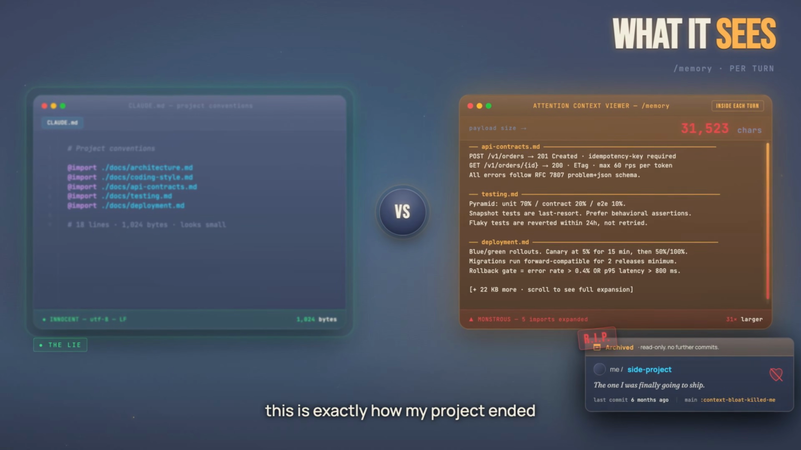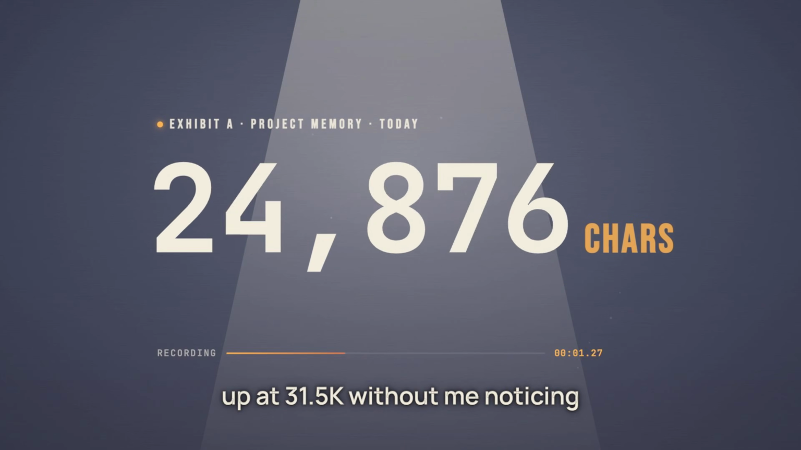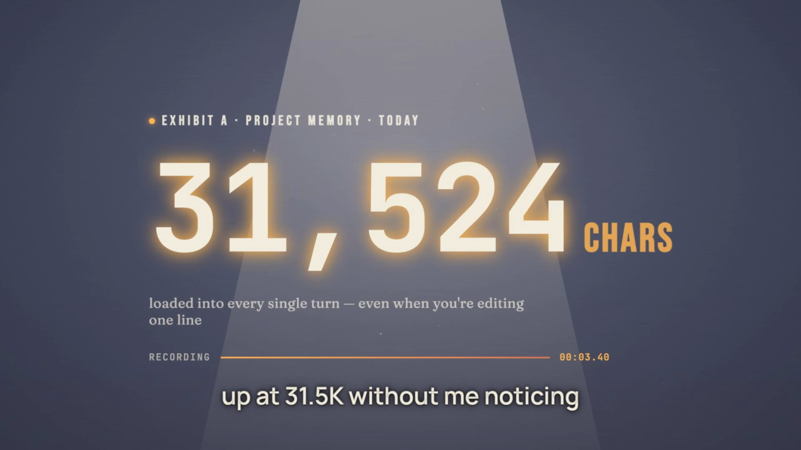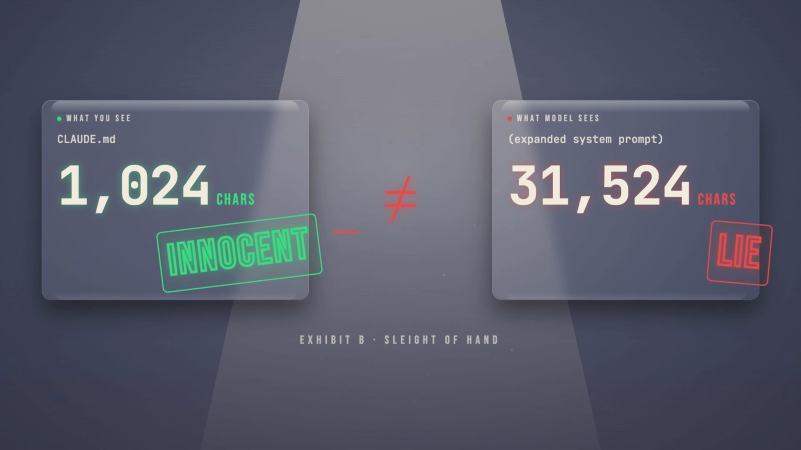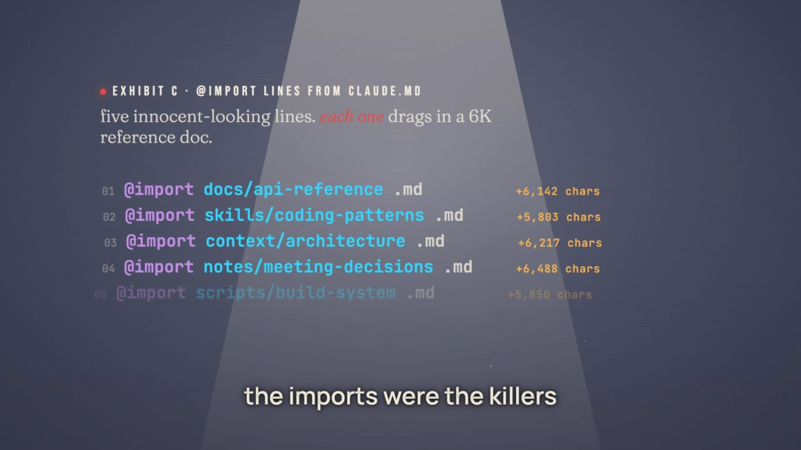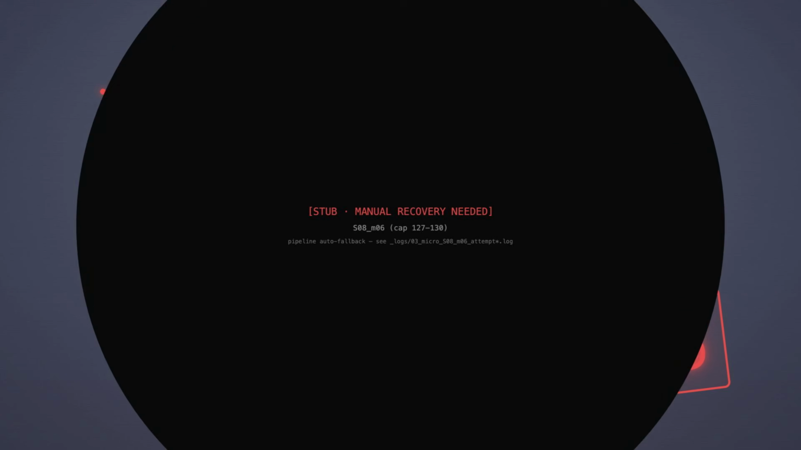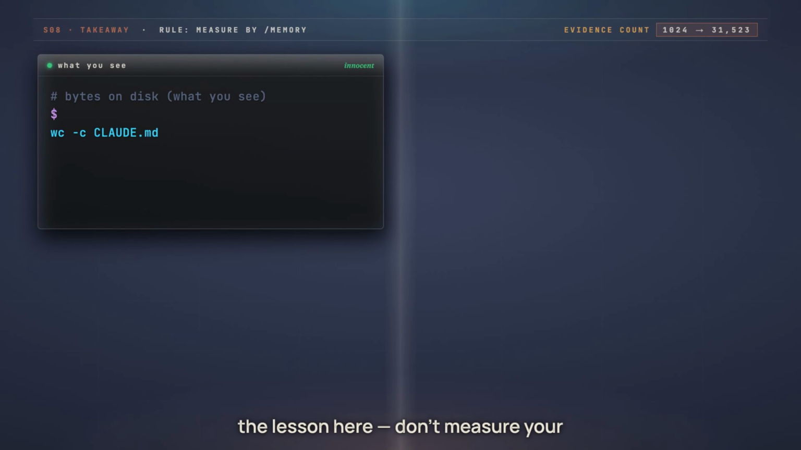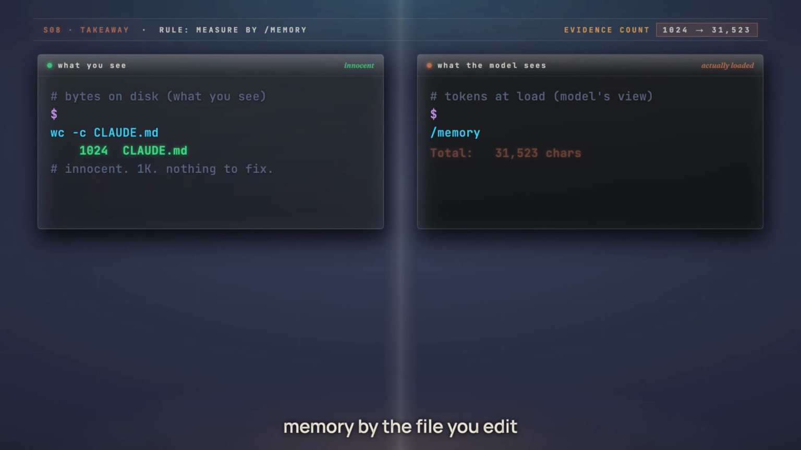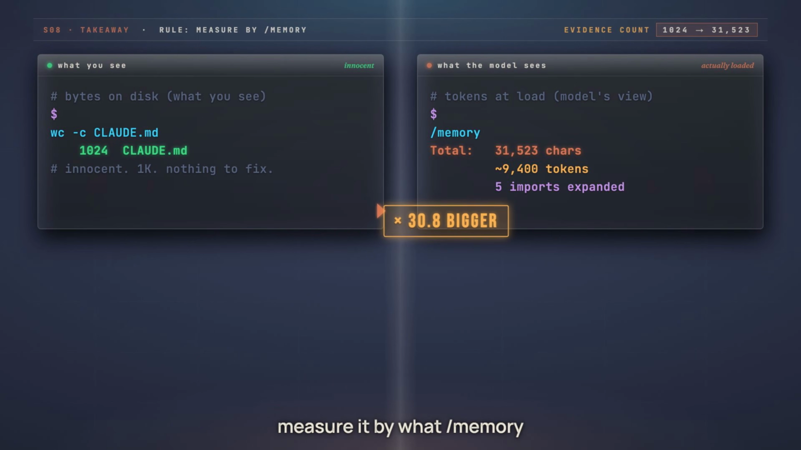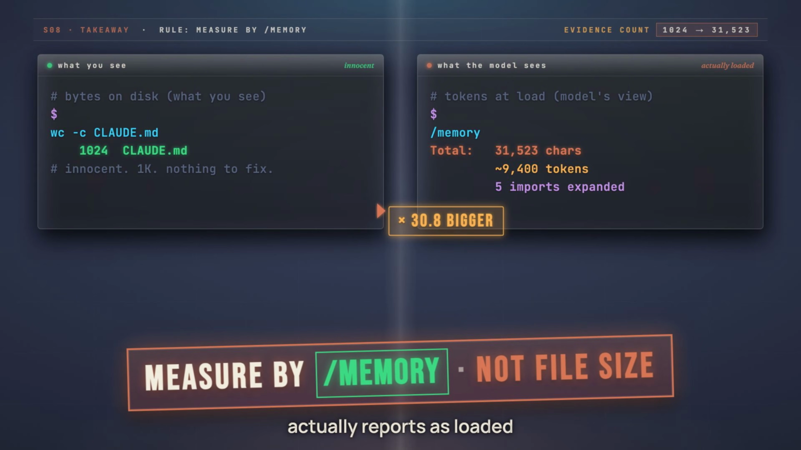This is exactly how my project ended up at 31.5K without me noticing. The visible CLAUDE.md was tiny. The imports were the killers. The lesson here? Don't measure your memory by the file you edit. Measure it by what /memory actually reports as loaded.